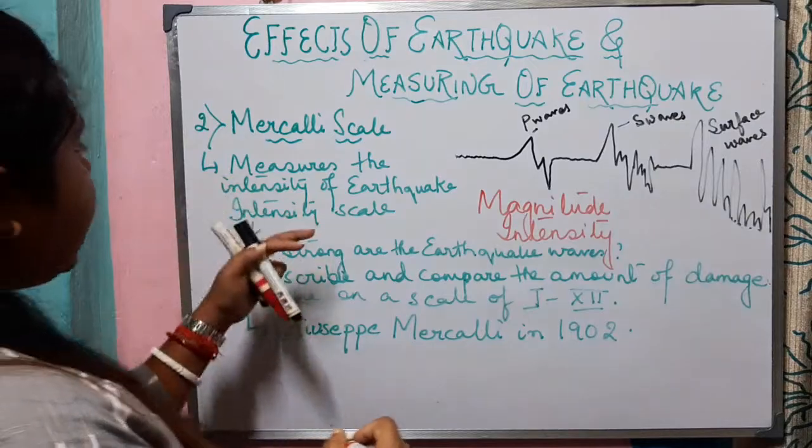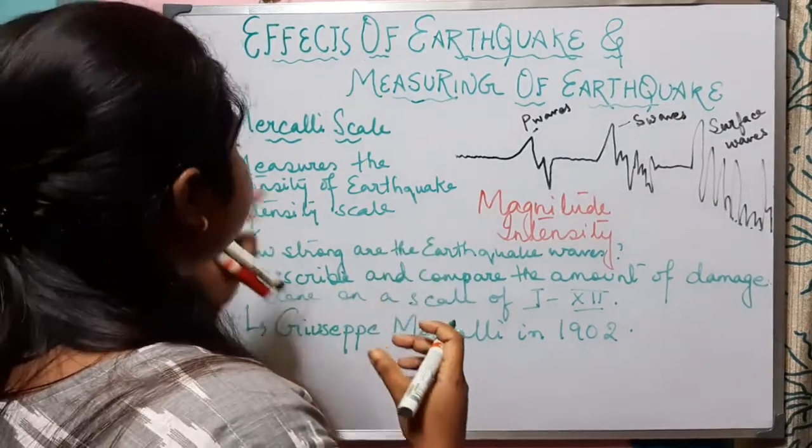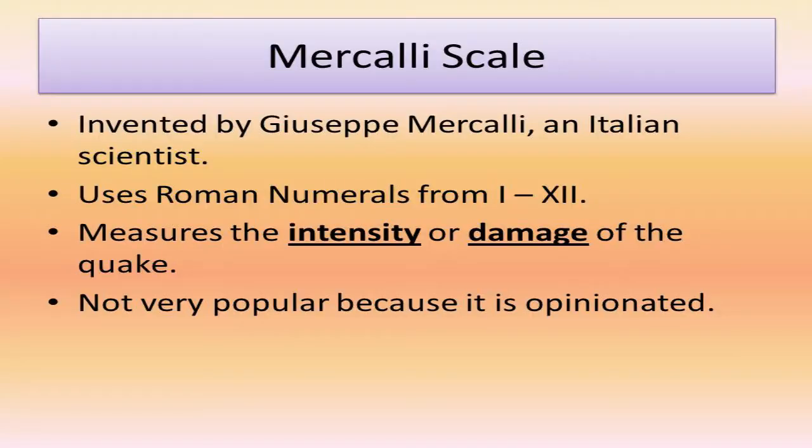So Mercalli scale means the scale which is used to measure the intensity of earthquake. We also call it as the intensity scale. It states that how strong are the earthquake waves. It describes and compares the amount of damage that is done on a scale of 1 to 12. And it was discovered by Giuseppe Mercalli in 1902.